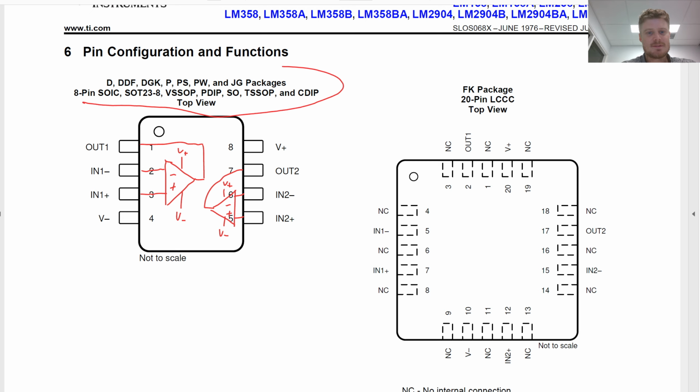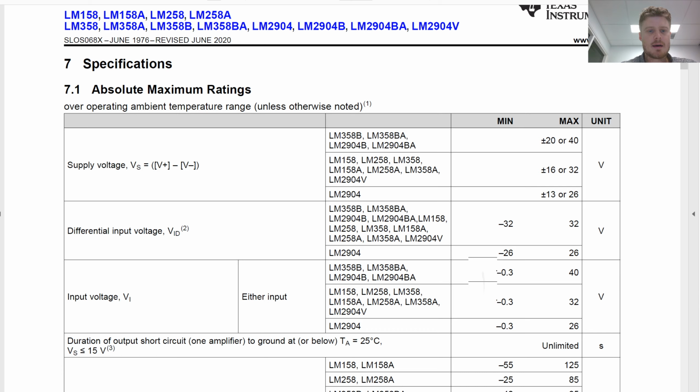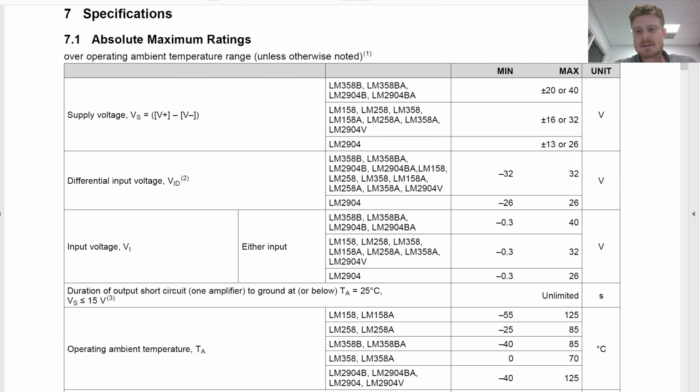Here are the names of the different types of packages, which are the ones that look like this. And then there's another package in which you can buy it, and you can read about those pins there. NC means not connected, if you ever see that. It's basically not used. Then we come to absolute maximum ratings. Basically, these are values that will destroy the chip if you ever exceed them. Depending on the exact model number that you have, there are different maximum voltages that will cause damage.